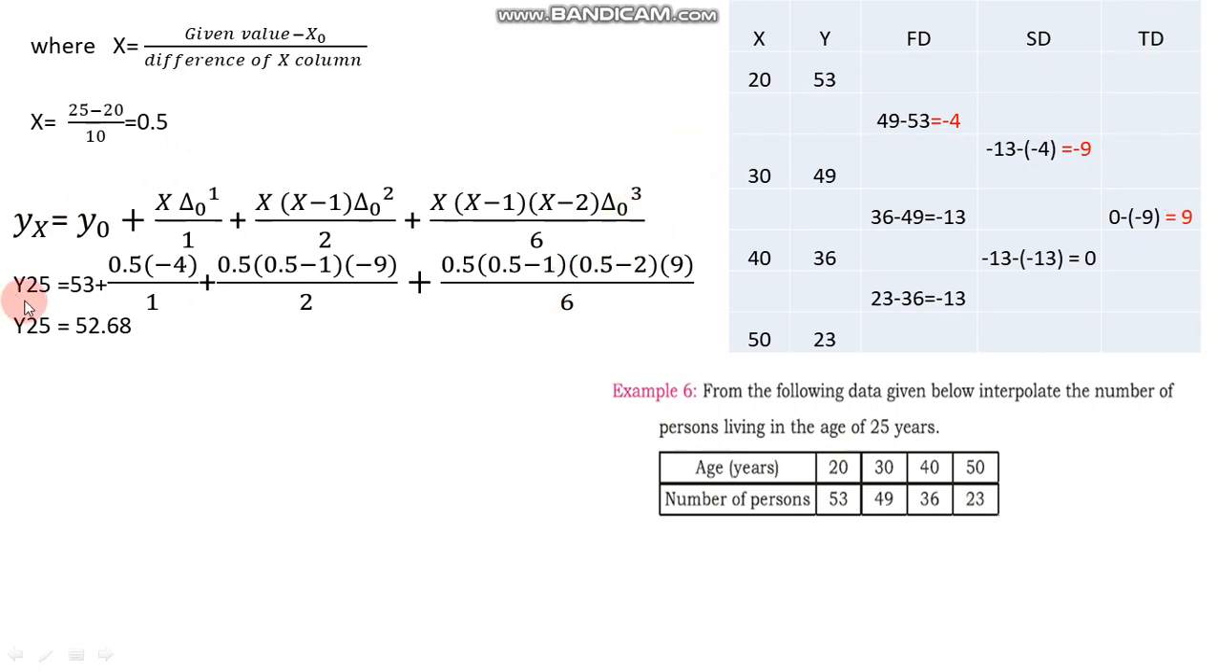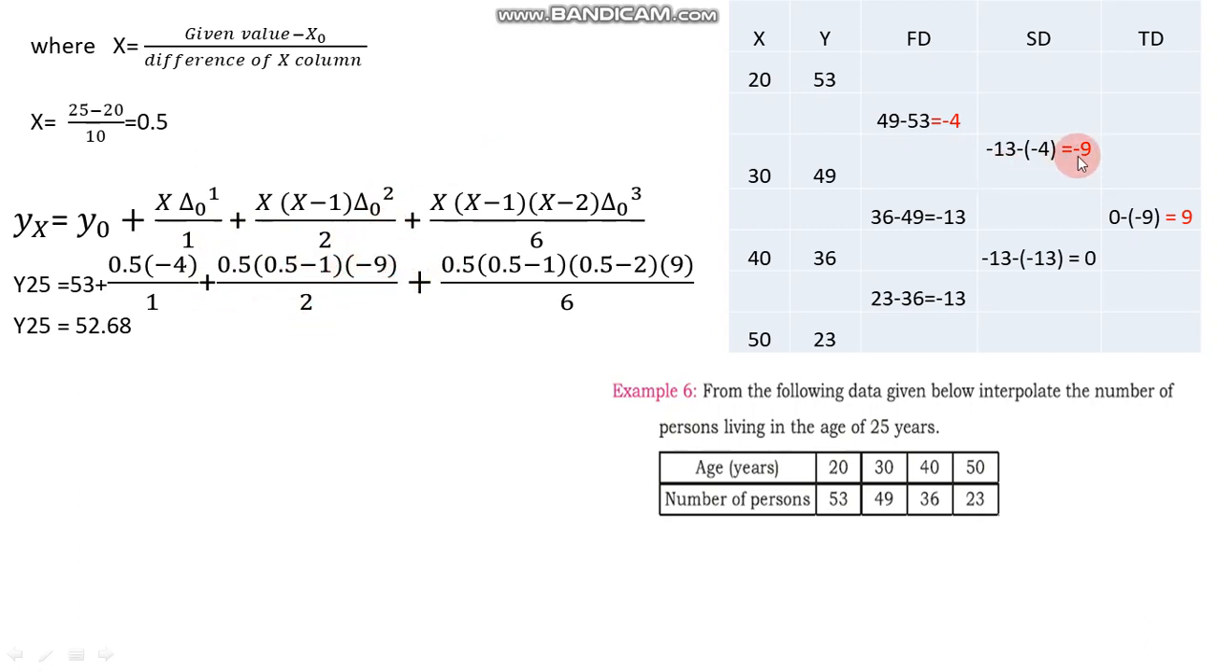Now just substitute. y at x, the given value 25, is equal to 53 plus 0.5 open bracket minus 4 close bracket divided by 1, plus 0.5 open bracket 0.5 minus 1 close bracket. How to write minus 4? Look here, this is the minus 4, the first difference. Minus 4 plus 0.5 open bracket 0.5 minus 1 close bracket, again open bracket minus 9 close bracket divided by 2.